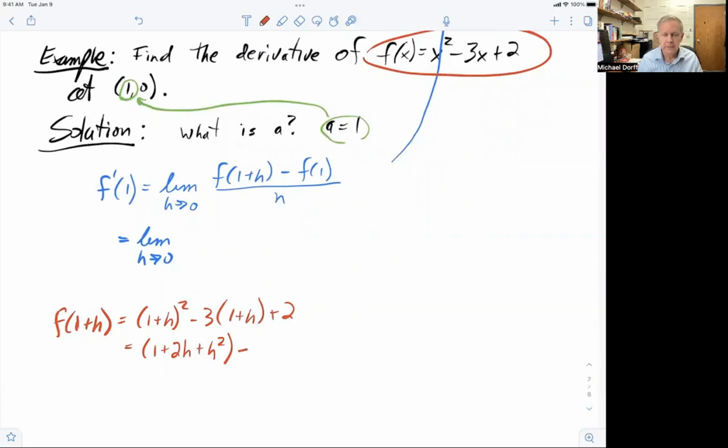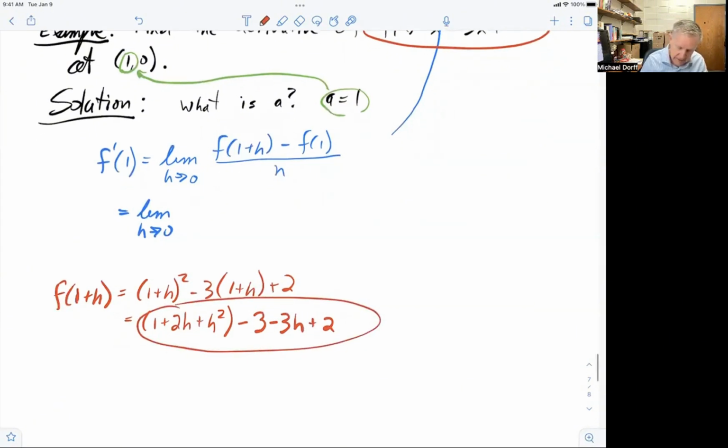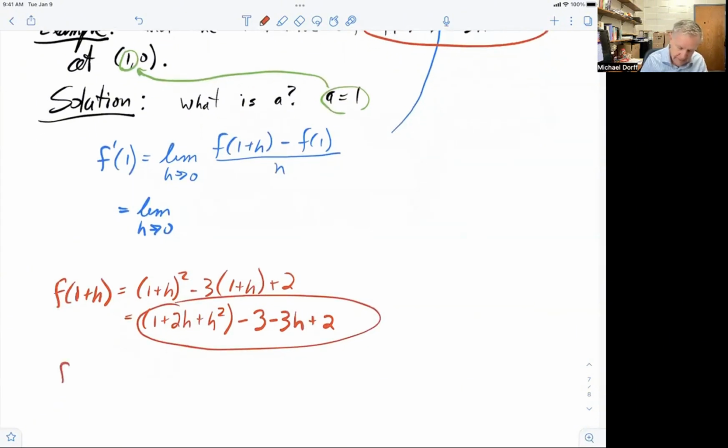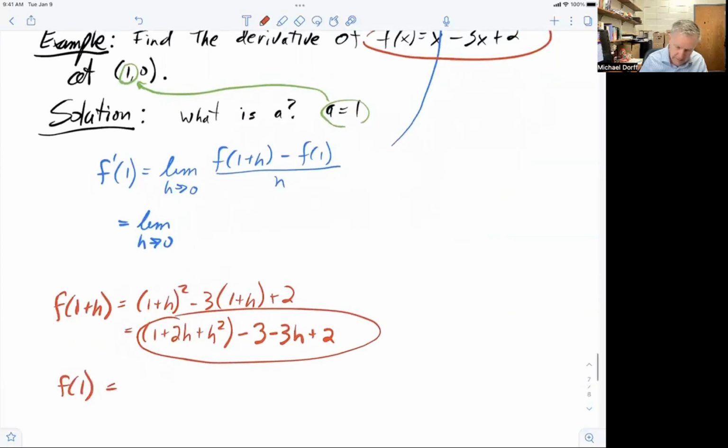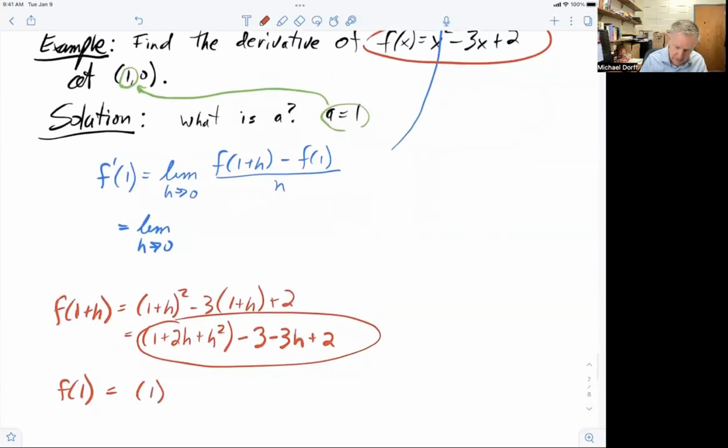Also then, I've got minus 3 times (1 plus h). We also reviewed this. You have to distribute that 3 into both terms there, so I'm going to get minus 3 minus 3h. Don't put plus 3h, it has to be minus 3h, plus 2. So this is what f of 1 plus h is. What's f of 1? Well, I put that back in, I'm going to get 1 squared minus 3 times 1 plus 2. So that's going to be 1 minus 3 plus 2, and that is going to equal 0.